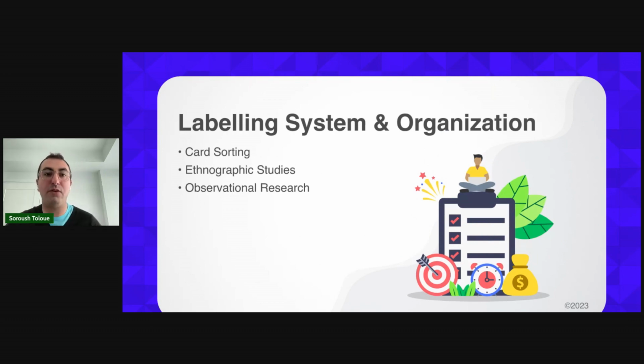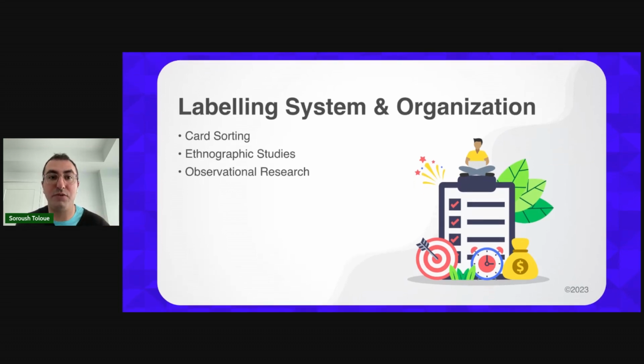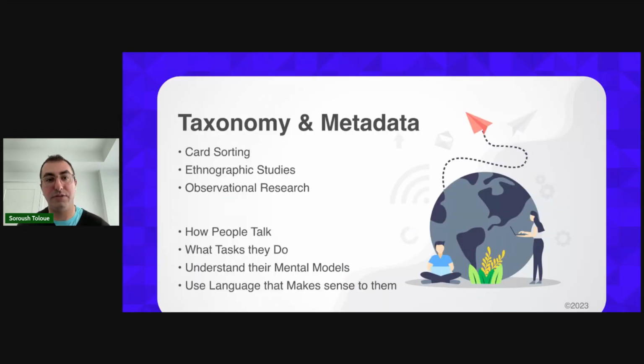Now, let's talk about what tools you could use to help you get there in terms of some of these deliverables, like labeling systems and organization. How are you going to create that? You can create that by doing, again, card sorting, participating in ethnographic studies, as well as doing observational research. Observe your users, how they do things, what language they use, everything else.